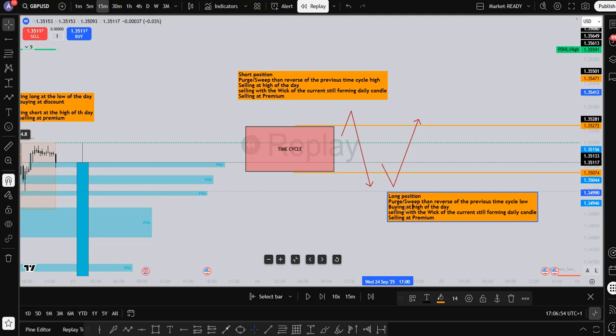Buying at the low of the day, buying within the wick of the current, still forming daily candle, and buying at discount. So this is premium.